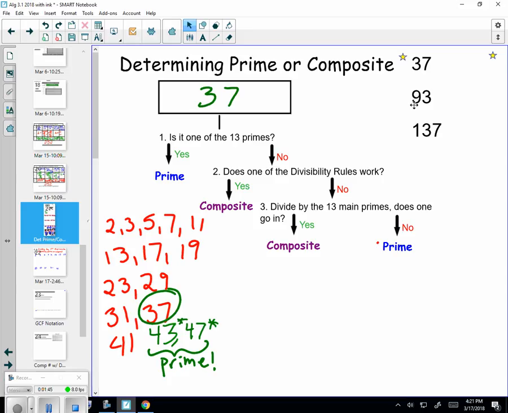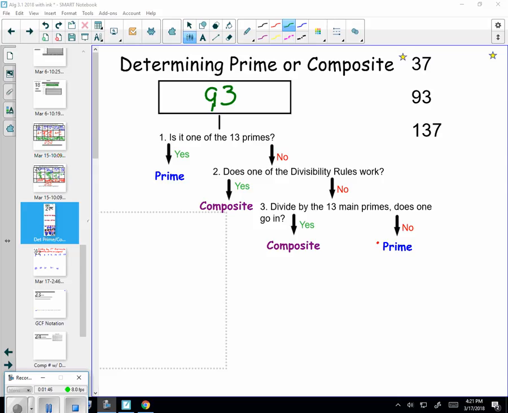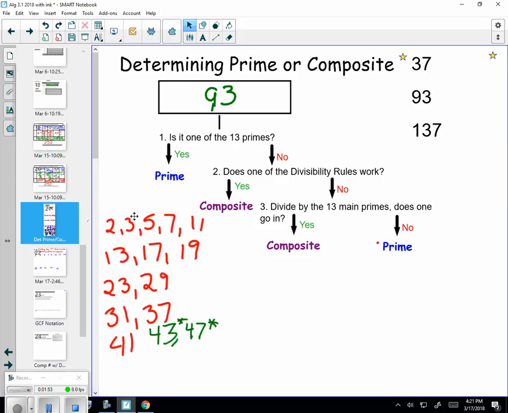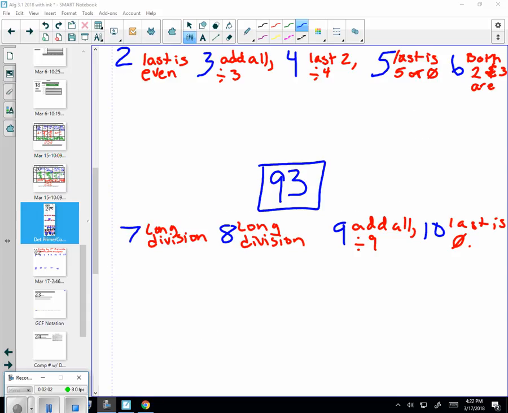Let's try the next one. Next, we're going to check if 93 is prime or composite. The first step is to ask, is it one of our 13 primes? It's not on our list, so we have to try our divisibility rules. Let's make a table to help us. I've got all of my digits that work with the divisibility rules, including 7 and 8, even though they don't have nice tricks. And it's time to see if any of them work.